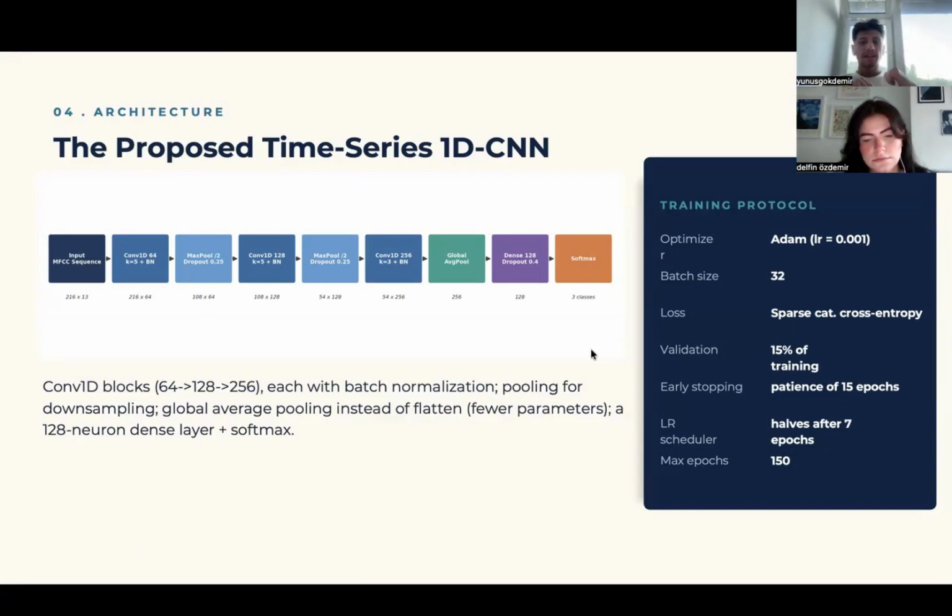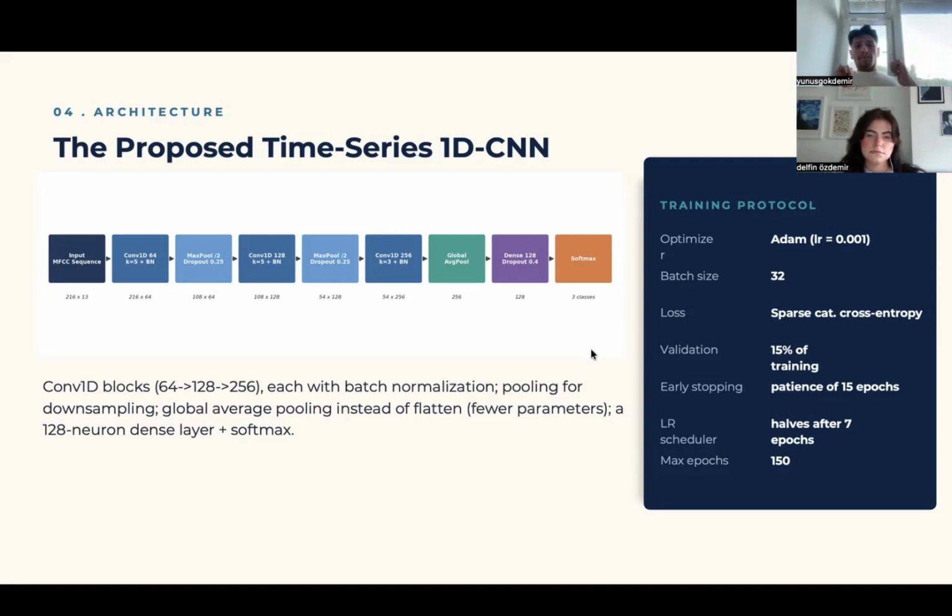Then, instead of flattening the output, we used global average pooling. This was a deliberate choice. Flattening creates a huge number of parameters, and more parameters means a higher risk of overfitting, especially with a dataset our size. Global average pooling keeps the parameter count low, which makes the model more robust. We finished with a 128 neuron dense layer and a softmax output that turns everything into class probabilities.